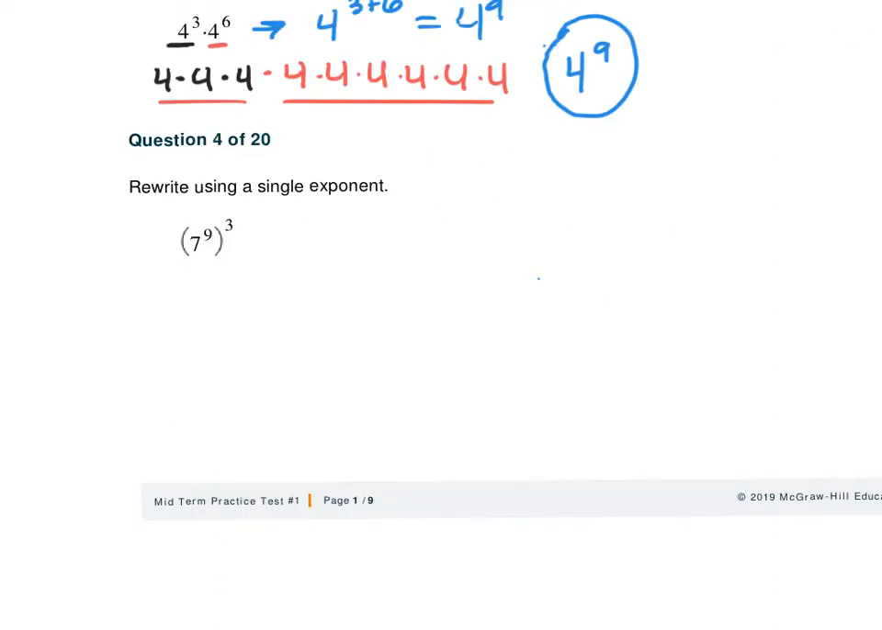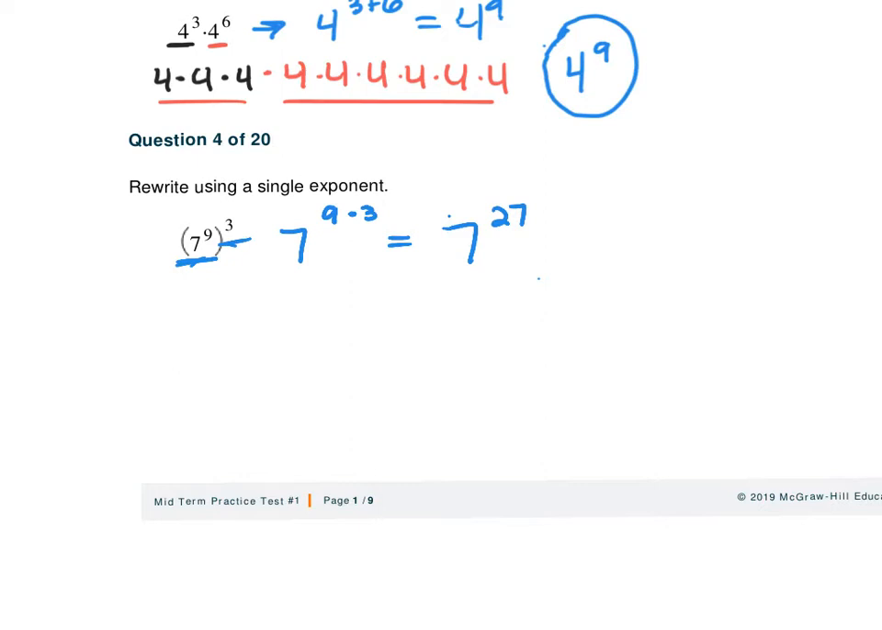So question 4 is asking us to do the same thing, rewrite using a single exponent. And this is our power of a power rule. So my power has a power. If you remember from our notes, that's when we multiply our exponents together. So I'd say 7 and then 9 times 3 to get 7 to the 27th power.